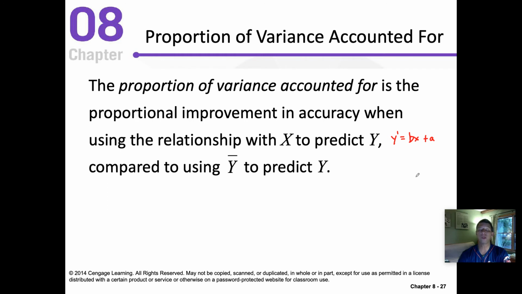All right, if we use the average value of y, then we talk about the proportion of variance that is not accounted for. All right, so let's start with the accounted for business. In this calculation, we're actually already taking into account the y prime value. So y prime is going to equal the slope times the value of x plus the y-intercept.